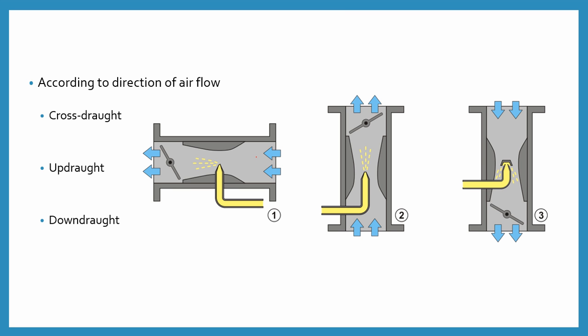There is another category also available when we classify carburetors, which depends on the direction of the airflow. Here the flow is basically controlled in three ways. The first one is the cross draught, the second one is the updraught, and the third one is the downdraught. So let's start with the cross draught.